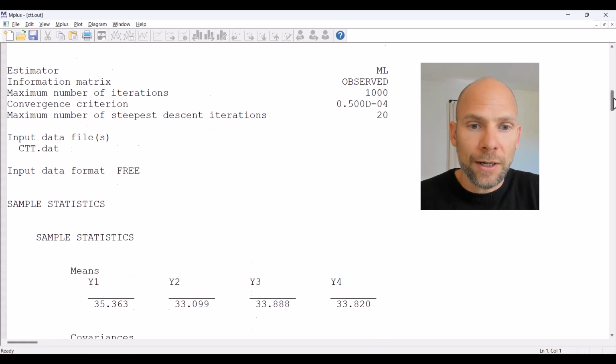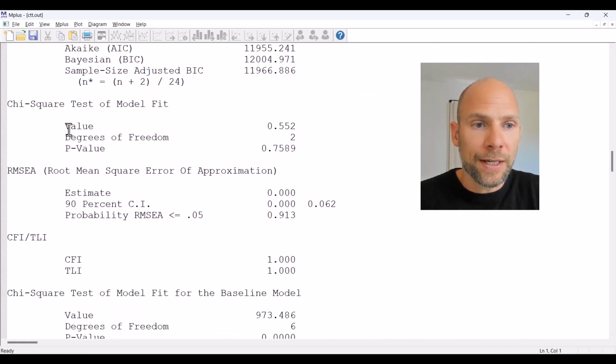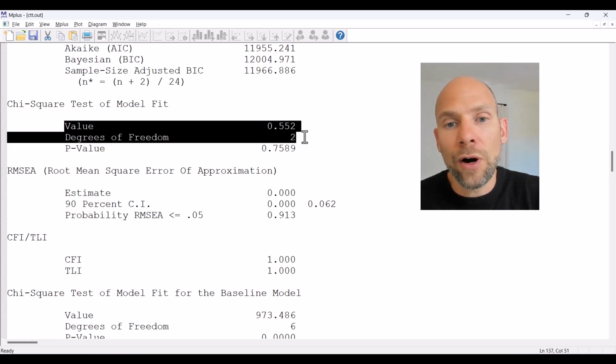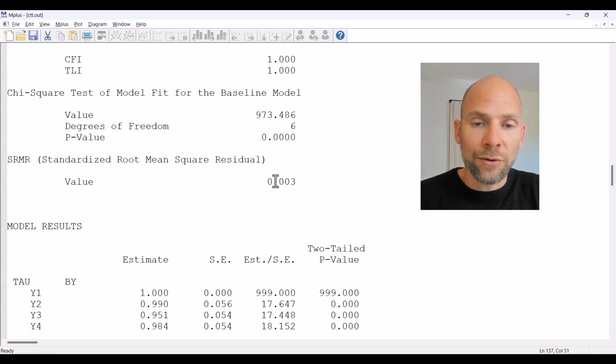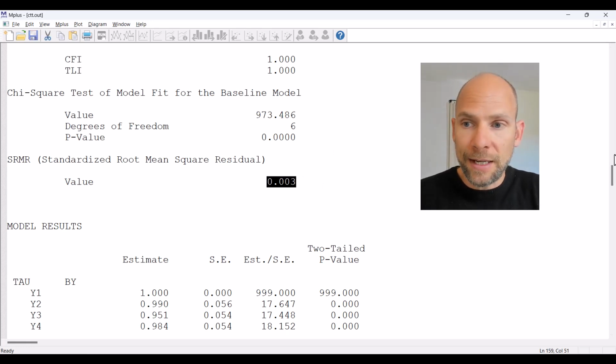Let's take a look at the chi-square. And you can see this model fits the data very well. It has 2 degrees of freedom when there are 4 variables, and the chi-square value is 0.552. The p-value is 0.7589, which indicates excellent model fit. RMSEA is 0, CFI and TLI are 1, and the SRMR is also very, very close to 0. So this is a really well-fitting model for these data.